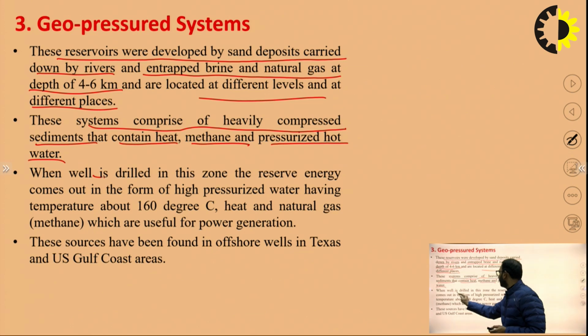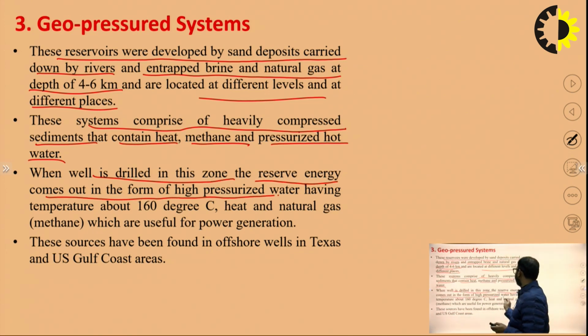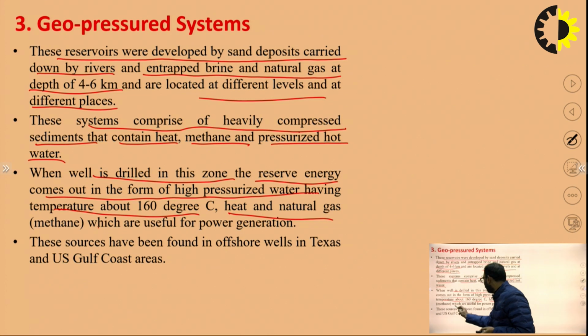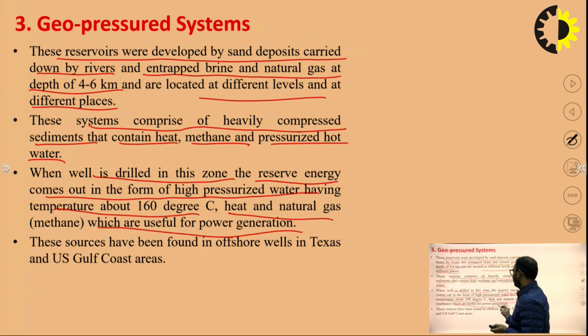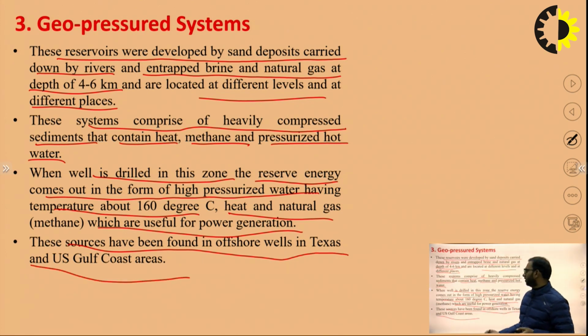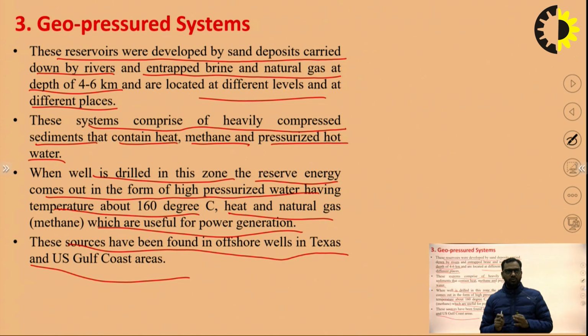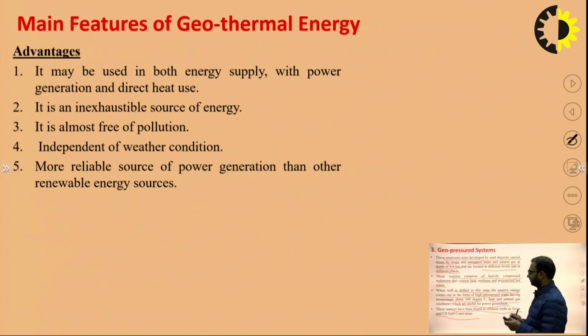When a well is drilled in this zone, the reserve energy comes out in the form of high pressurized water having a temperature of about 160 degrees Celsius, along with heat and natural gas, which are useful for power generation. These sources have been found in offshore wells in Texas and the US Gulf Coast areas. So this is all about the geopressurized system.